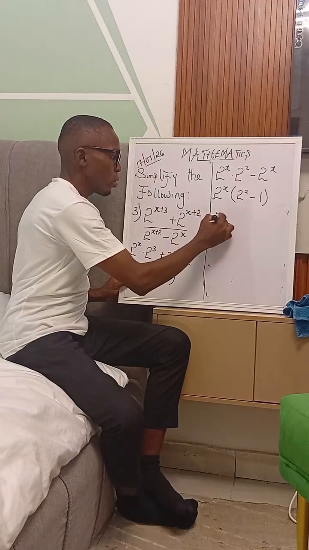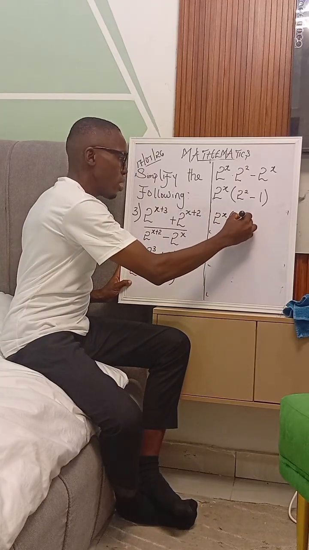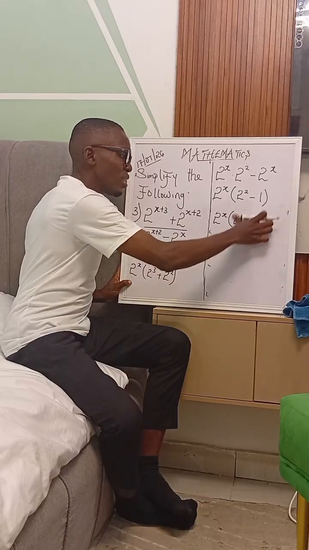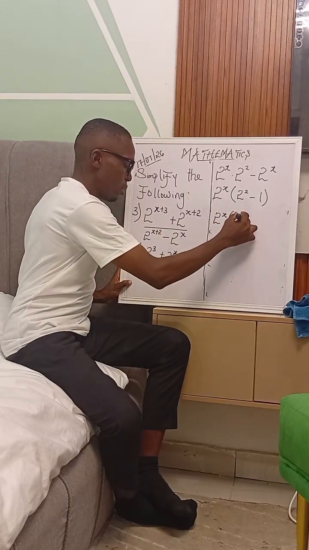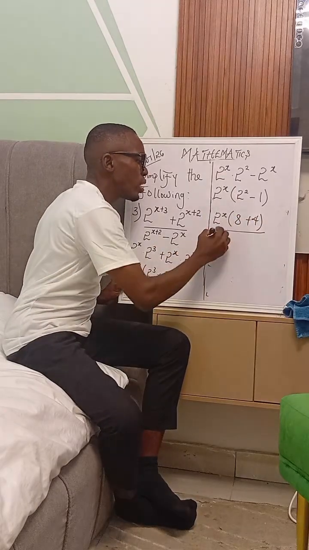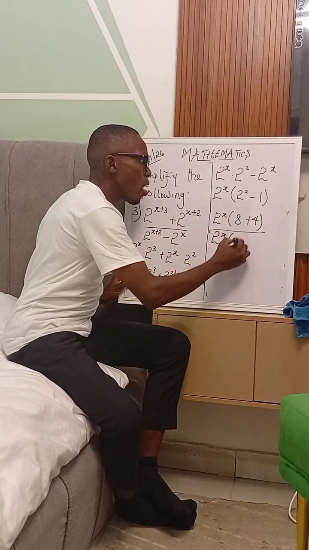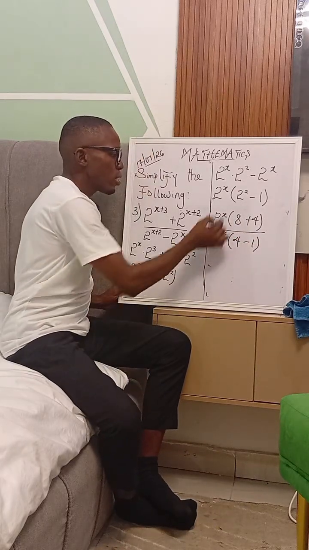This is my numerator, 2 power x into 2 power 3 plus 2 power 2. So let's be simplifying it. 2 power 3 will give us 8, plus 2 power 2 will give us 4. All over here will be 2 power x, and here 2 power 2 is 4 minus 1. This can cancel out this.